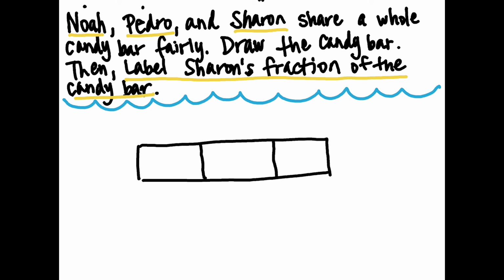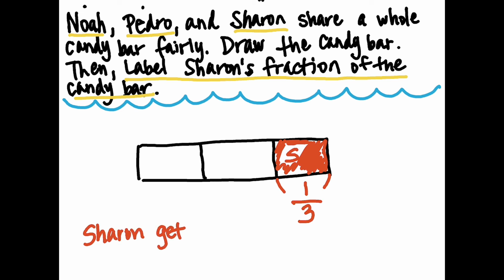Now I need to label which part Sharon gets of this candy bar. Well, I'm going to say Sharon gets this part. I'm just going to put an S for Sharon. And so if I was to put this into a fraction, how many parts do we have? 3, right? We have 3 equal parts. So that's going to go on the bottom. And then Sharon's getting one of these parts, right? So this is the bite that she gets. So her fraction is 1/3 of the candy bar. Sharon gets 1/3 of the candy bar.